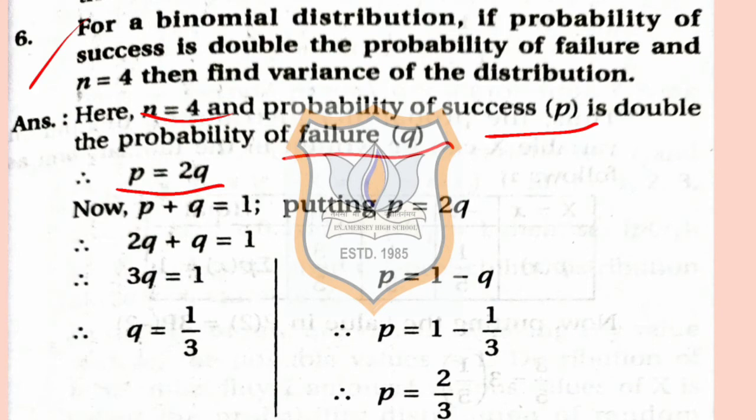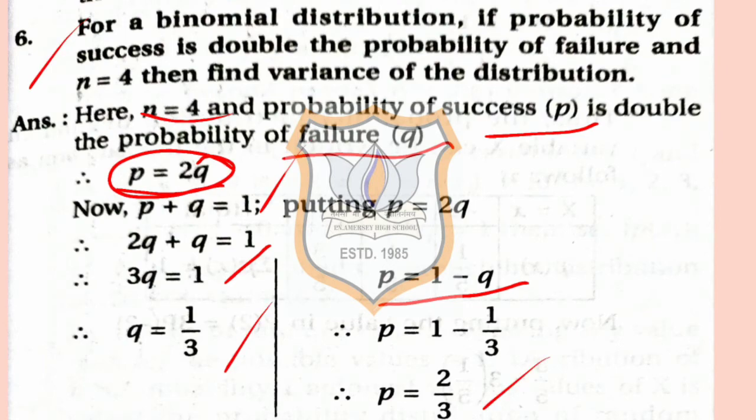Now what we have? P plus Q is 1. Let us substitute P is equal to 2Q in this equation. So we will have 2Q plus Q, that is 1. 2Q plus Q is 3Q. So 3Q is 1. So what we will be getting? Q is equal to 1 by 3. Now we have P is equal to 1 minus Q. So P will be 1 minus 1 by 3, that is 2 by 3.